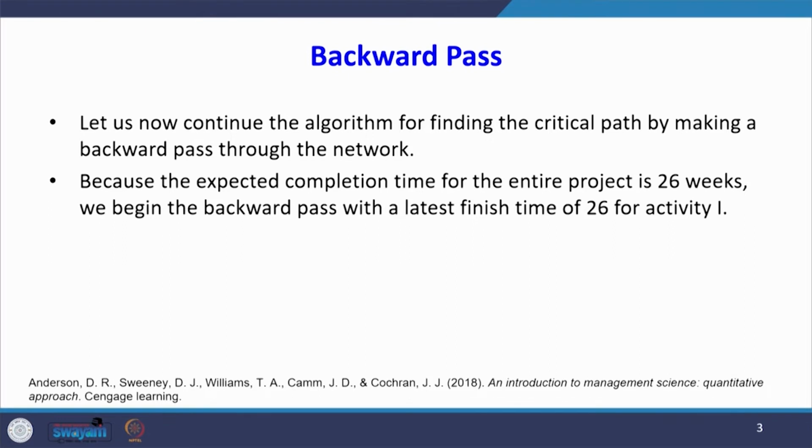Let us now continue the algorithm for finding the critical path by making a backward pass through the network. Because the expected completion time for the entire project is 26 weeks, we begin the backward pass with the latest finishing time of 26 for activity I. I is the last activity. So, the latest finishing time is 26.